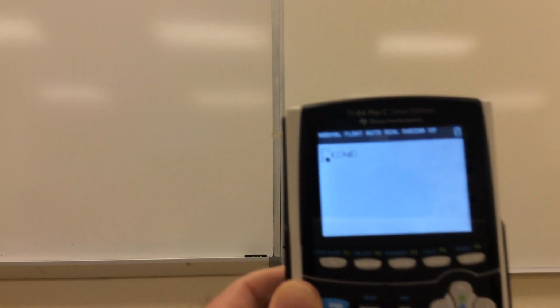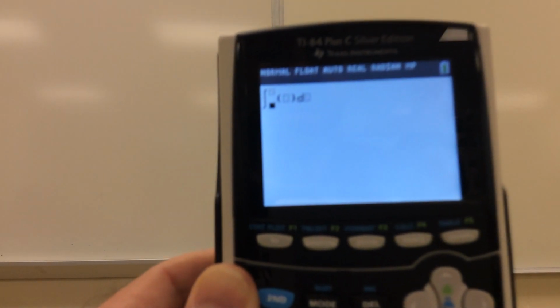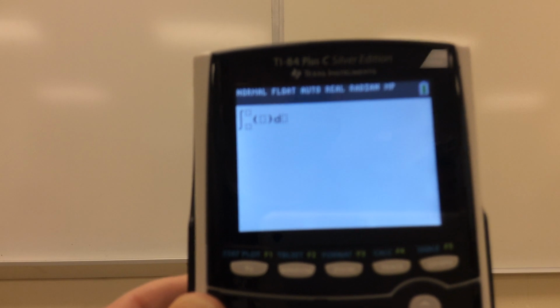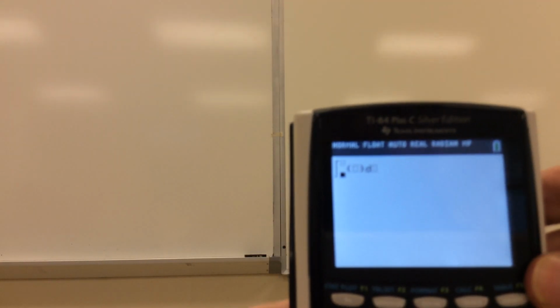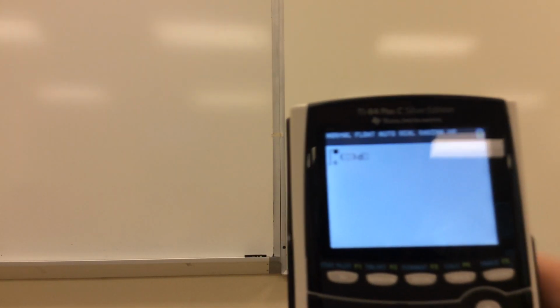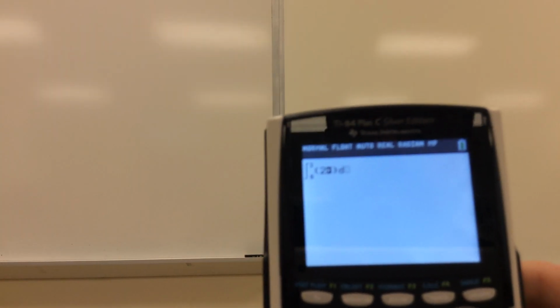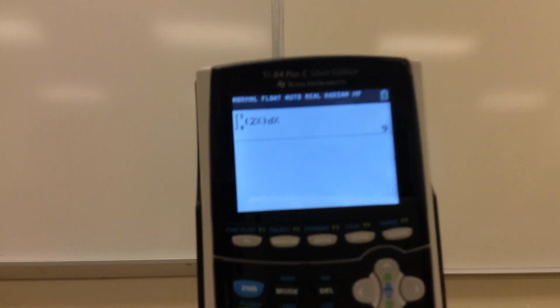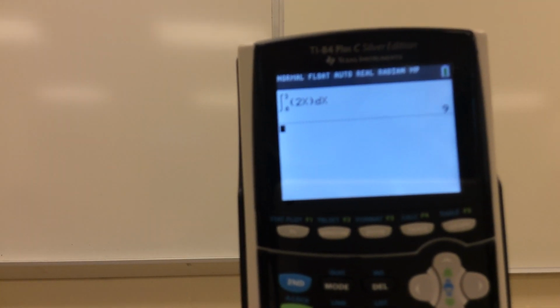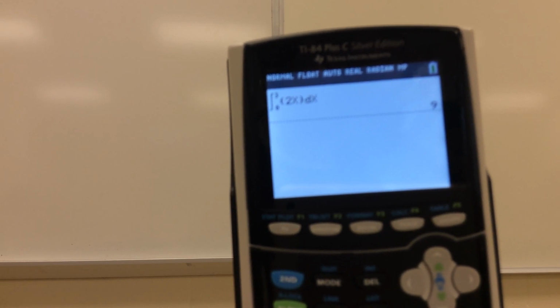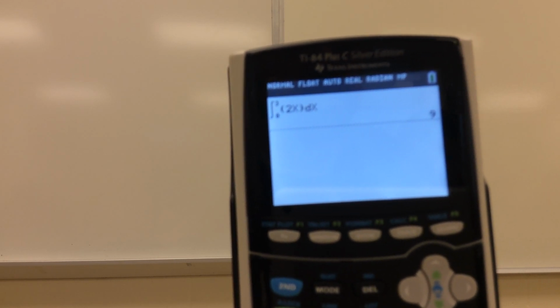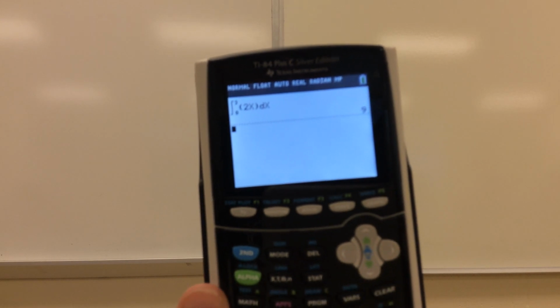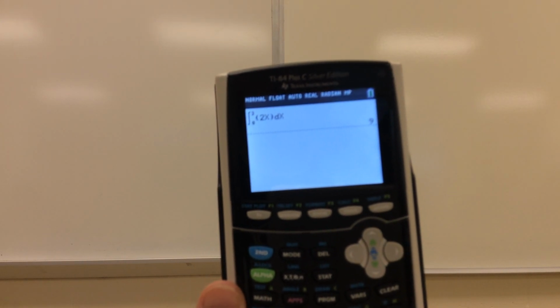So then you get this integral thing up on the screen, right? Then you just have to plug in 0 to 3, and then 2x dx. And you press enter. And it gives you 9. So very good.